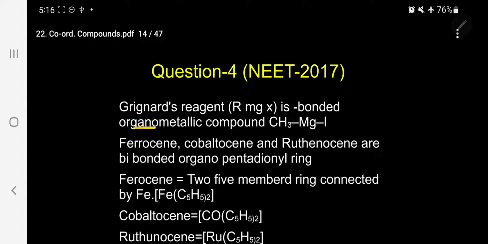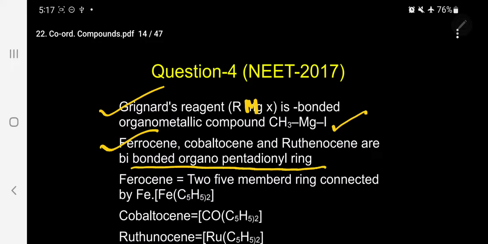I am now writing Grignard reagent, RMgX. RMgX is a sigma-bonded organometallic compound. I can give a simple example: methyl magnesium iodide. Ferrocene, cobaltocene, and ruthenocene are pi-bonded organometallic compounds with the cyclopentadienyl ring. Kindly follow. What is ferrocene?